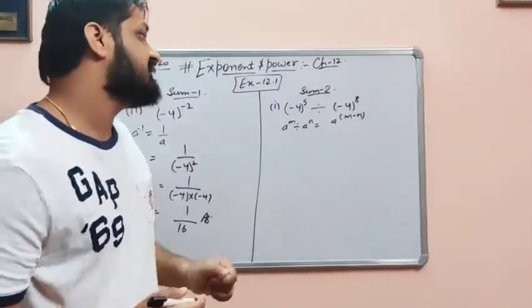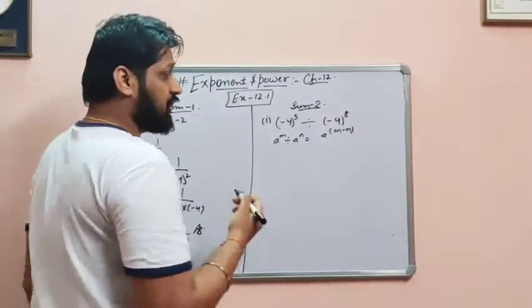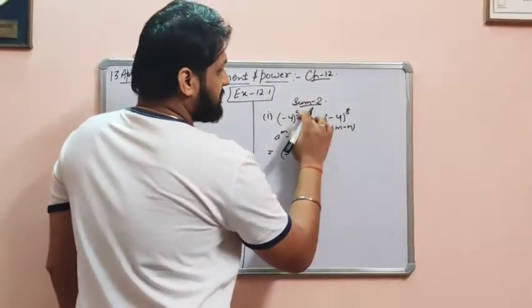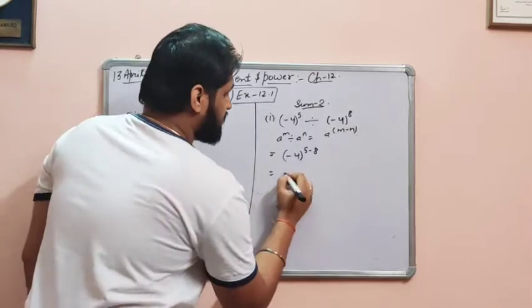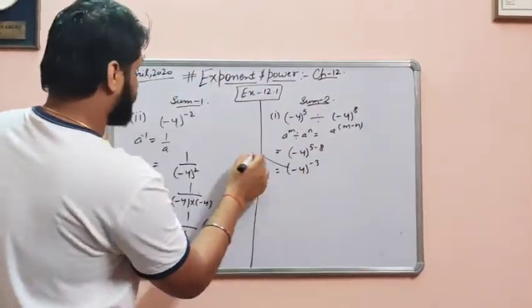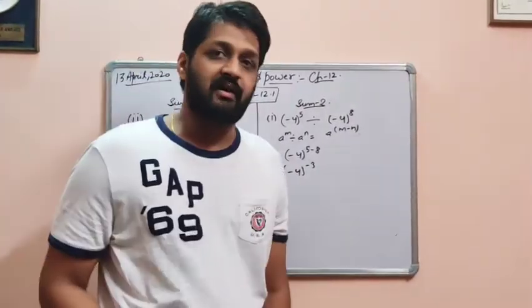Now the division sign is there, and the base is the same, minus 4 and minus 4, so we have to apply this law. Here minus 4 as it is, so m minus n means 5 minus 8. Here it is minus 4 raised to the power minus 3. Now it becomes the same type of question as minus 4 raised to the power minus 2, here minus 4 raised to the power minus 3.